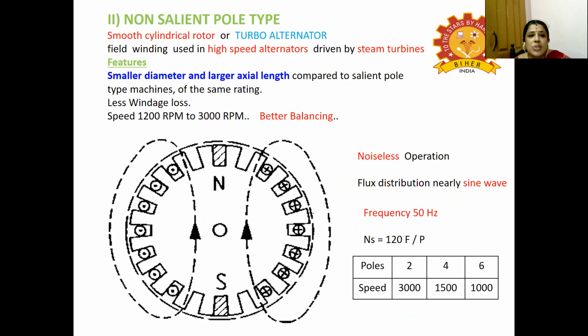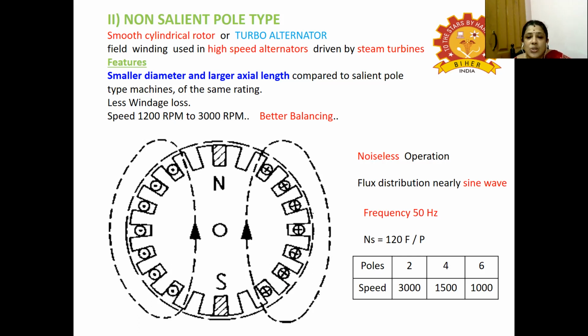Non-salient pole is smooth cylindrical, or turbo alternators. The field winding is used in high-speed alternators driven by steam turbines. The feature is small diameter with a large axial length compared to salient pole type machines of the same ratings. Less winding loss. Speed is about 1200 RPM to 3000 RPM. Better balancing, noiseless operation, and the flux density is nearly a sine wave.